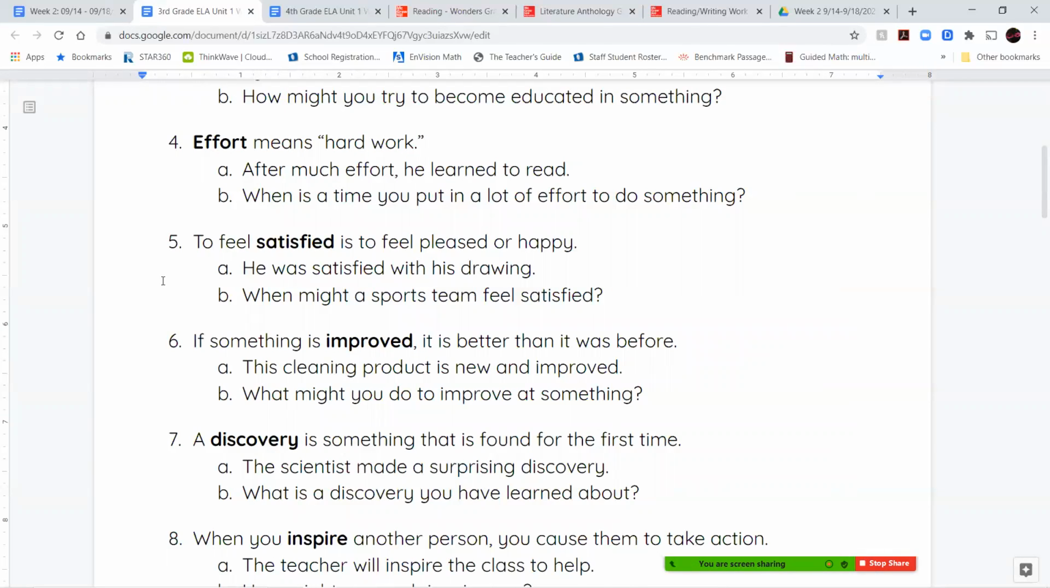Your next word is the word satisfied. To feel satisfied is to feel pleased or happy. When you're happy about something, you're satisfied with it. So maybe you just finished writing a story and you feel really good about it. When you feel really good about it, you feel satisfied. So we can say he was satisfied with his drawing, right? He was happy with the way that it turned out. Or you can ask, when might a sports team feel satisfied? Well, they would probably feel satisfied after they won a game, or maybe after they learned how to do something new.